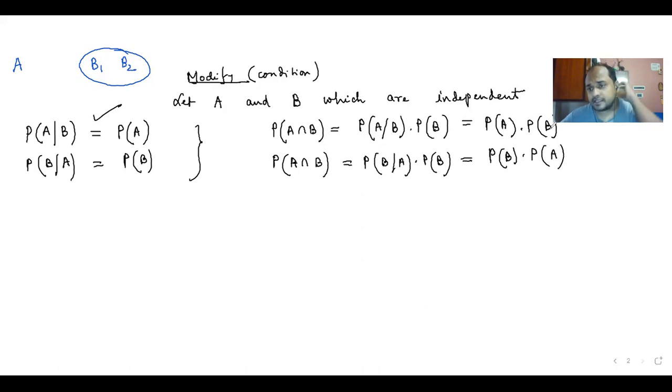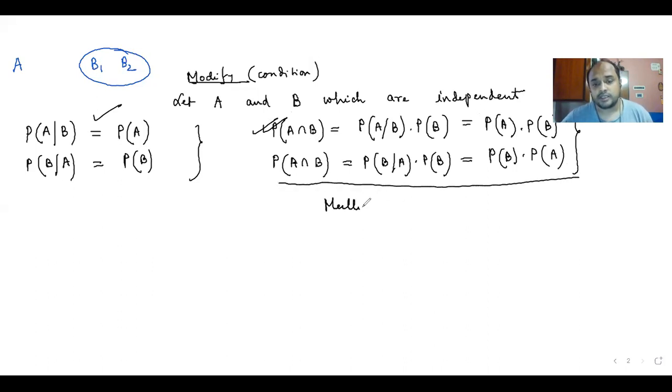And probabilities are real numbers, non-negative real numbers lying between 0 and 1, and multiplication of numbers is commutative. So probability of A into probability of B and probability of B into probability of A are the same. So we have got a new formula for probability of A intersection B when A and B are independent. This particular formula is called the multiplication theorem of probability.